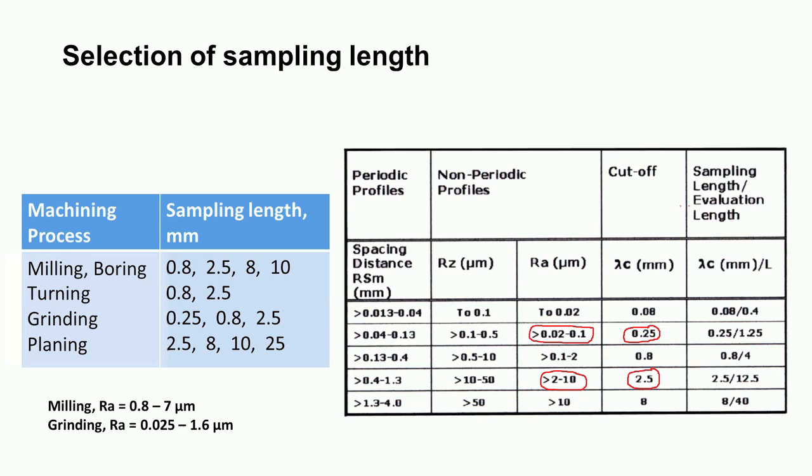Now, we should know one more thing, the ratio of sampling length to evaluation length. Normally the evaluation length is divided into 5 sampling parts. If we know the sampling length, for example, say 0.8 millimeter is the sampling length, 5 times this will give us the evaluation length. That means 0.8 times 5, that is 4. So, 4 millimeter is the evaluation length. Similarly, if the cutoff length is 8 millimeter, 5 times this is 40 millimeter.